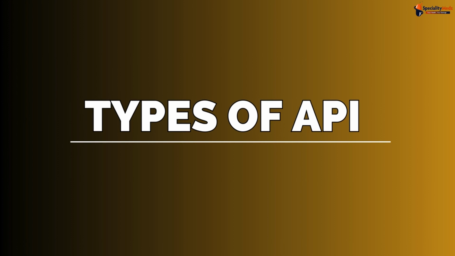Now let's understand types of API. To understand API more deeply, we need to know the types of API. It will give us an in-depth view of this topic. There are three major types of API that are manufactured by pharmaceutical companies. Let's understand them one by one.